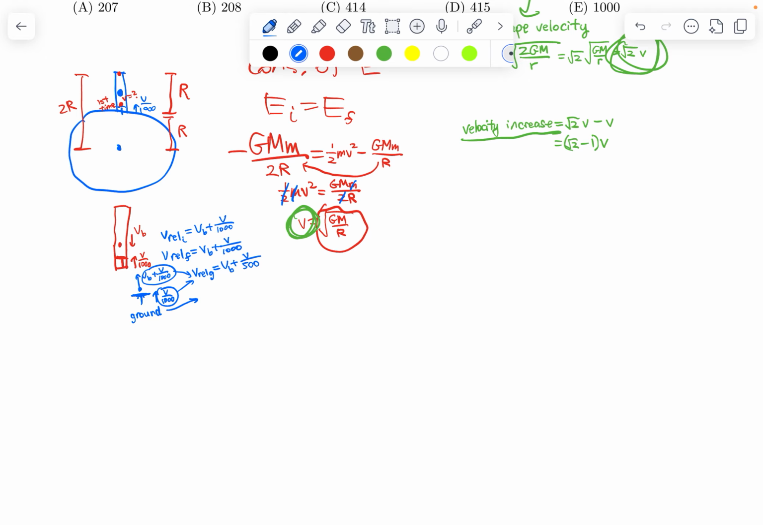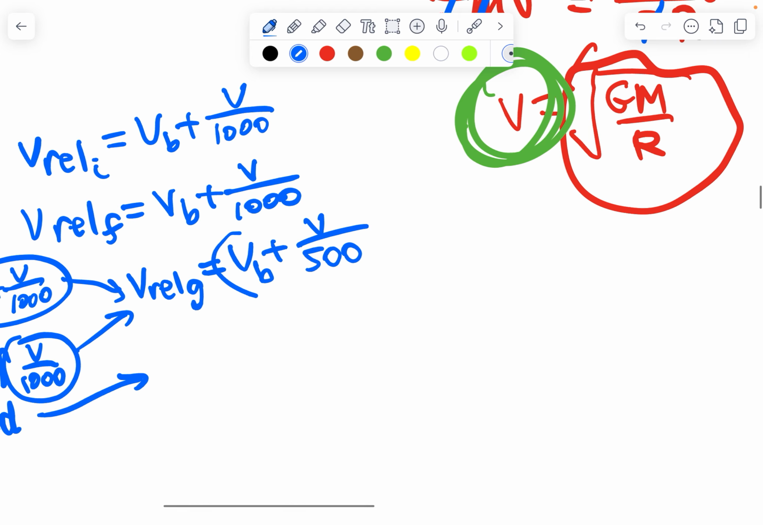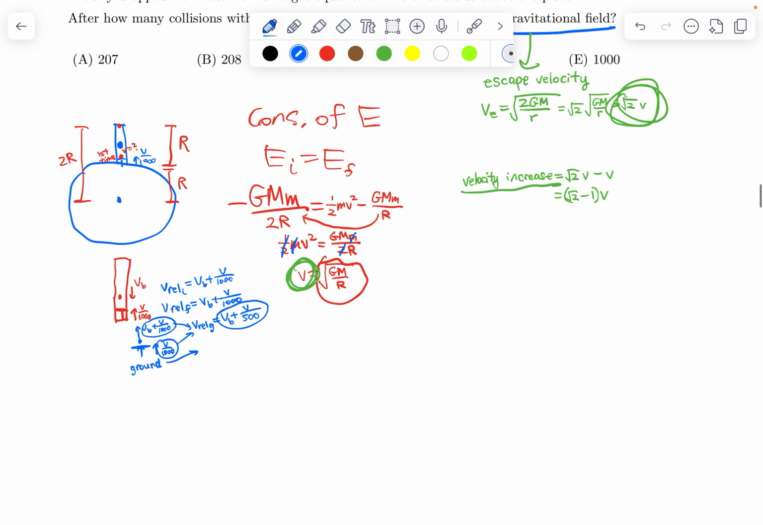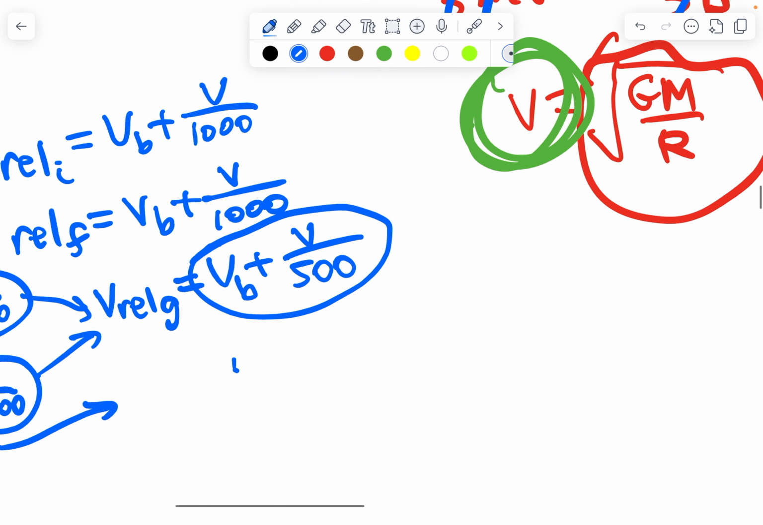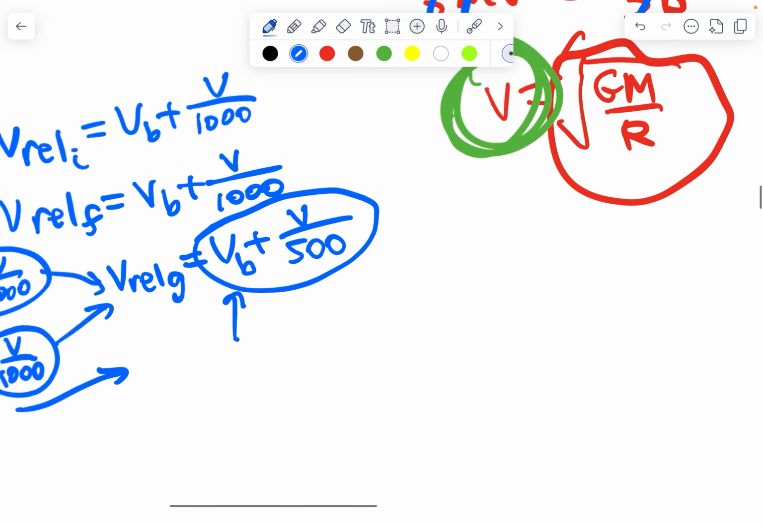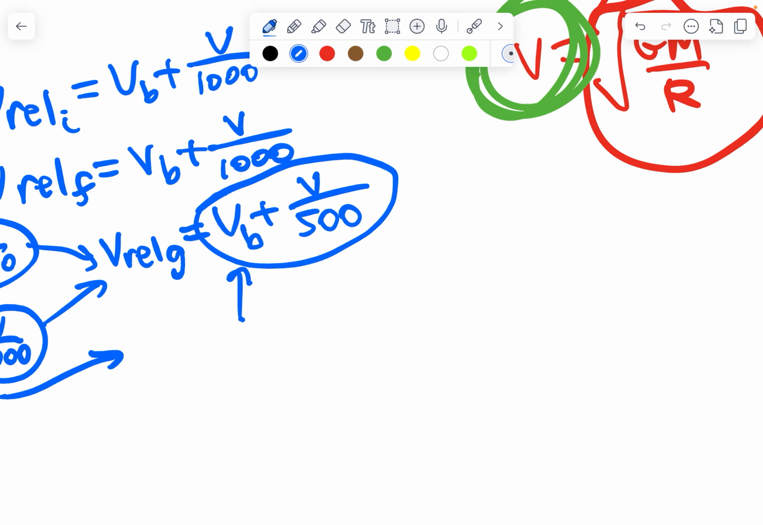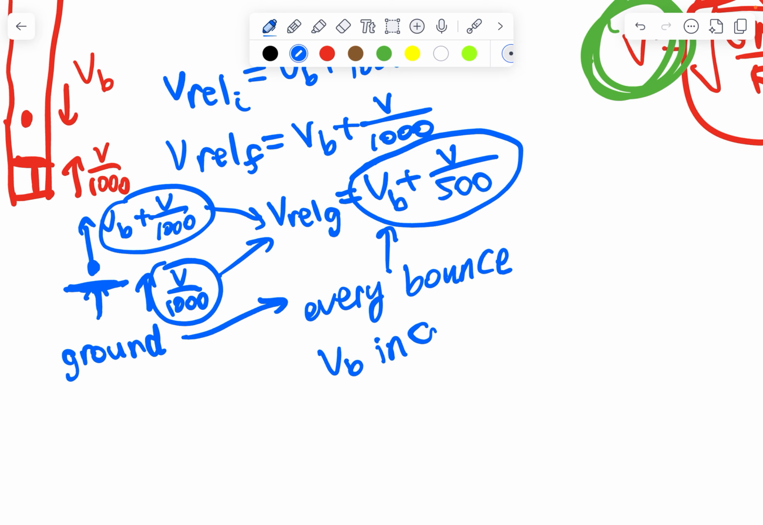So we now have to, so this is going to be the required velocity increase. And remember that V ball is going to depend on the number of bounces, right? So every bounce, V ball increases by V over 500.